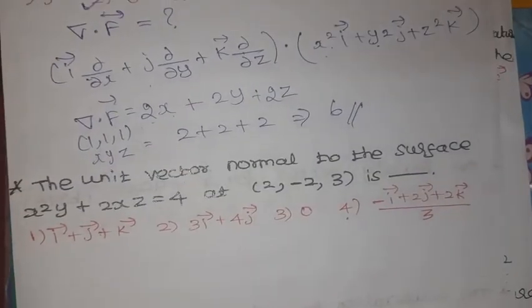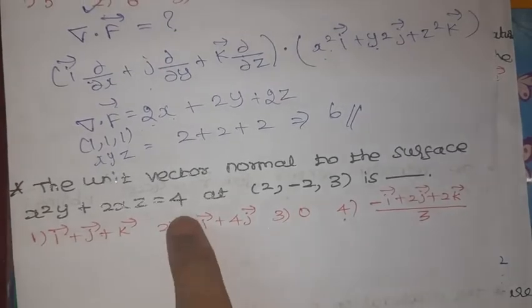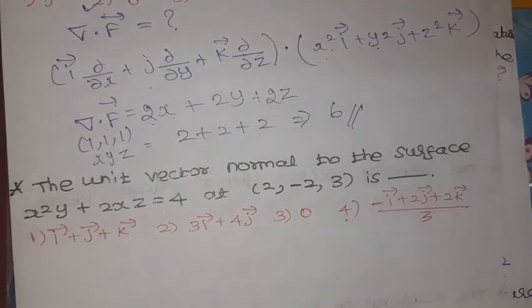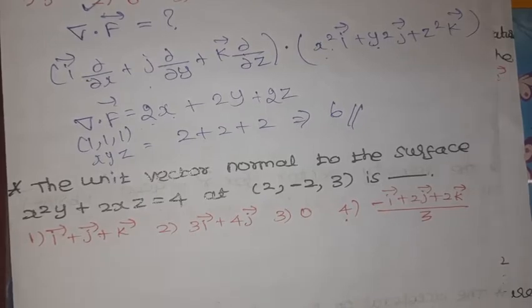Then the unit vector normal to the surface given. At this point, we need to find out the unit vector normal to the surface. What is the unit vector normal to the surface? So del phi divided by modulus del phi. So that is the formula.